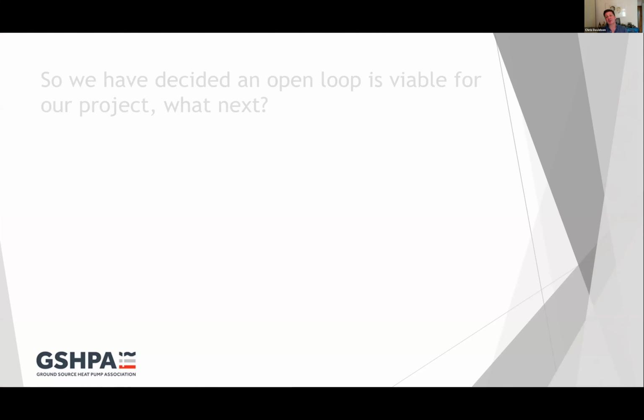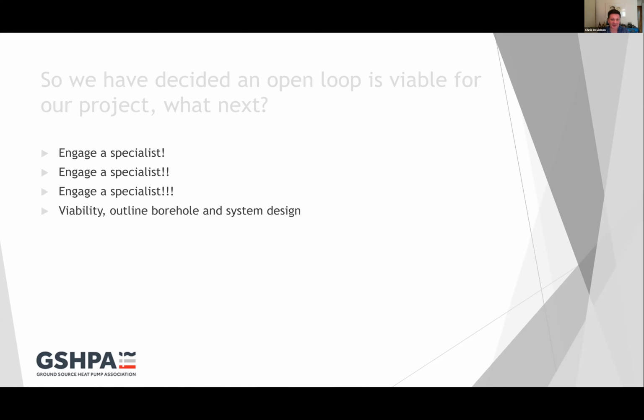So finally, we've decided an open loop is viable for us. So what's next? What are the next steps? So, as I mentioned, engage a specialist. Second thing you must absolutely do is engage a specialist. And of course, the third thing you must do is get specialist help, get somebody involved with you. Beyond that, it's into looking at the borehole design, the system design, and more detailed viability for the project.